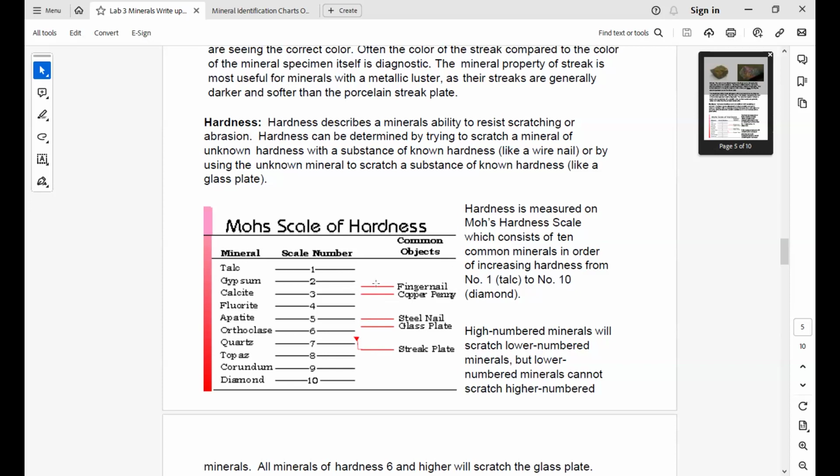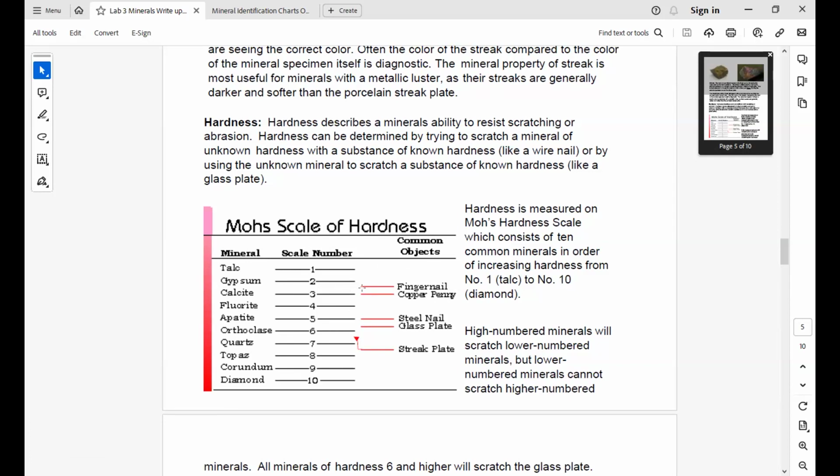I'm going to put on the board behind me, I'll post it on Moodle what the scale should be, because I don't particularly like this. Streak plate is right, at 6 to 6.5. Glass plate though is like 5. Steel nail is probably 4.5 to 4.